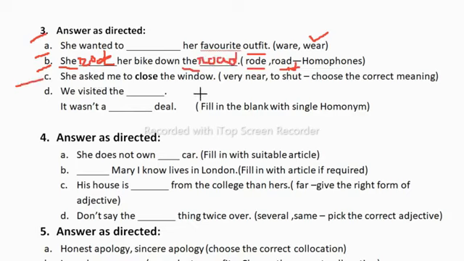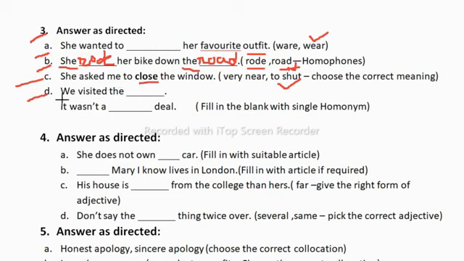Now let's read the next, C1. She asked me to close the window. So here you have to choose the correct meaning. Close. So students, this is again from unit 3, homonym, homograph and homophones, and this one is the homograph, which have the same spelling but different meanings. So close, here you have to choose which one is suitable for this sentence. She asked me to close the window. So very near we cannot take. The meaning of close here is to shut. So we have to take this, to shut. She asked me to shut the window.